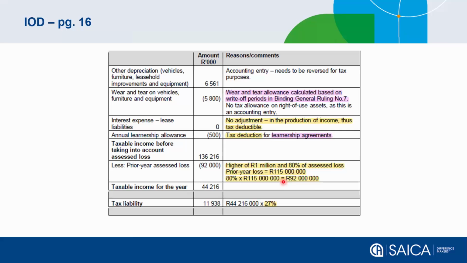And if we consider something like the annual learnership allowance, where we may require further clarification, we see that an amount of 500,000 is deducted. However, we need some further information regarding this learnership agreement in terms of the number of learners, the NQF level, whether any of them are disabled or not, as this would help us to determine whether the amount of 500,000 that has been deducted is correct.